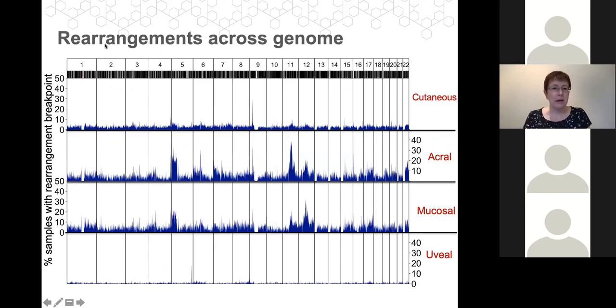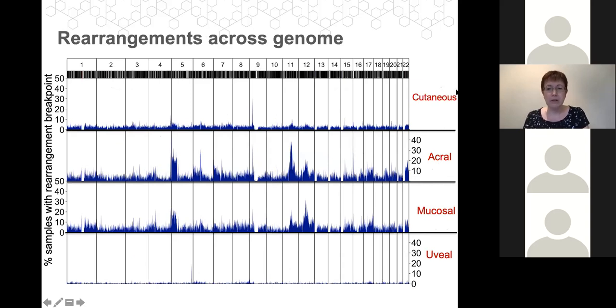So here we see rearrangements across the genome where we see the chromosomes from 1 to 22 and the percentage of samples with a rearrangement breakpoint in 1 megabase regions across the genome. And here we can see that there are some similarities, but also many differences between the various subtypes. So uveal is distinct due to the fact that it has very few rearrangements. It is very quiet across the genome.